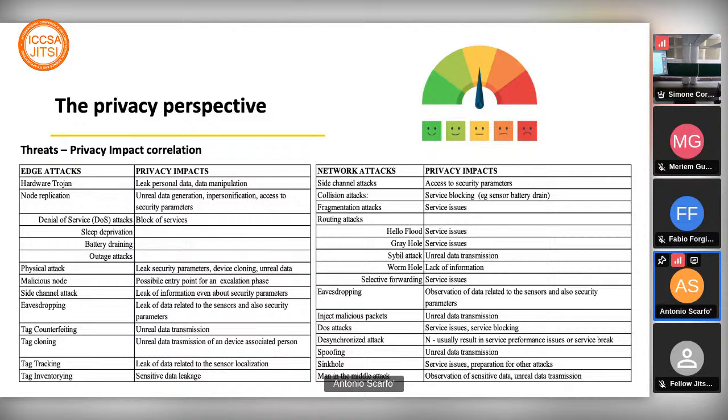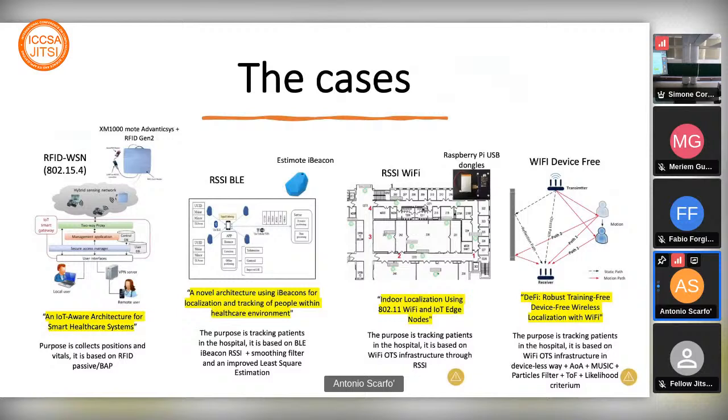I selected these four cases. We can see one case related to patient discovery, presence and vitals collecting based on RFID and wireless sensor networks 802.15.4. Another case based on RSSI methodology for distance calculation and Bluetooth Low Energy protocol that has the aim to track patients. The third case is based on RSSI again and Wi-Fi. This is an already installed infrastructure. And also in this case, we have patient tracking as an objective. And the last one is another Wi-Fi infrastructure, but the localization is in a device-free fashion.